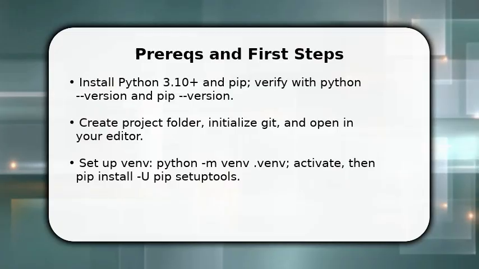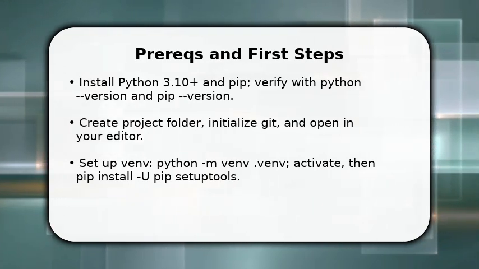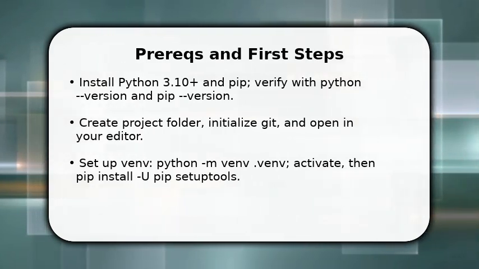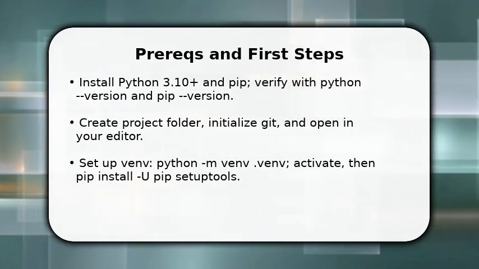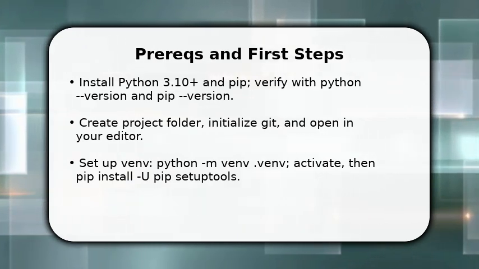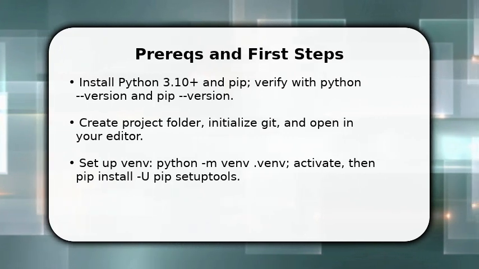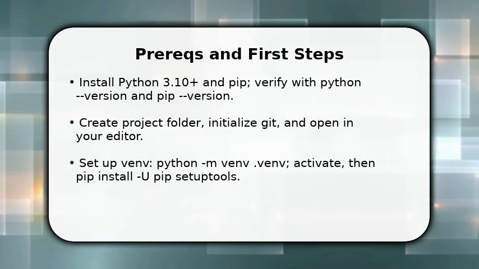Enjoy the video. You start by confirming prerequisites so nothing blocks you later. Install Python 3.10 or newer, then create a dedicated project folder and initialize Git immediately. Once done, create and activate a virtual environment with python -m venv, and upgrade pip and setuptools. This isolates dependencies and prevents system conflicts.